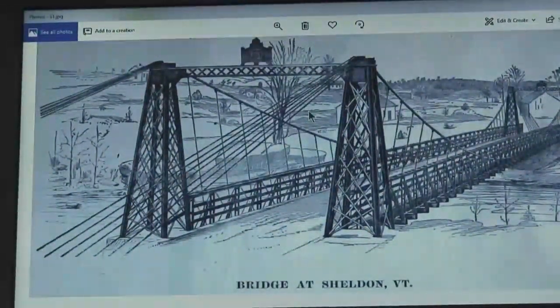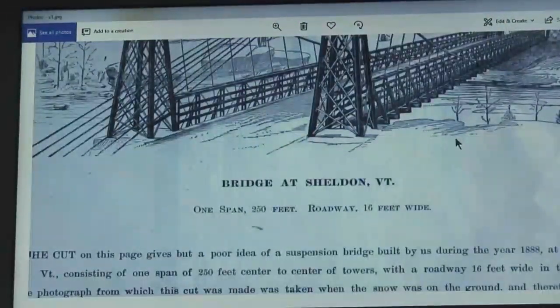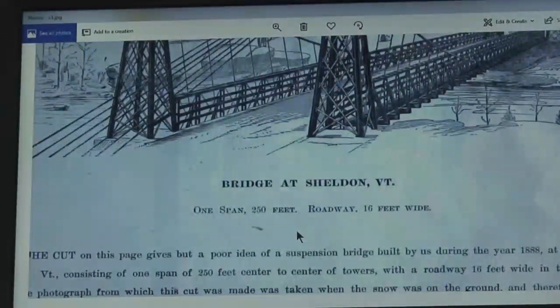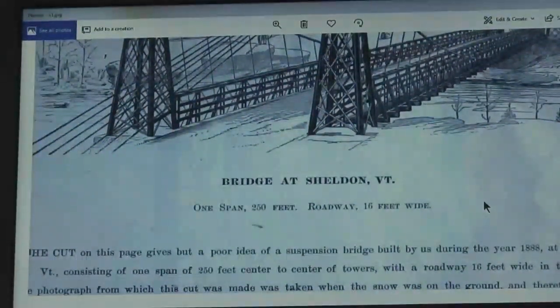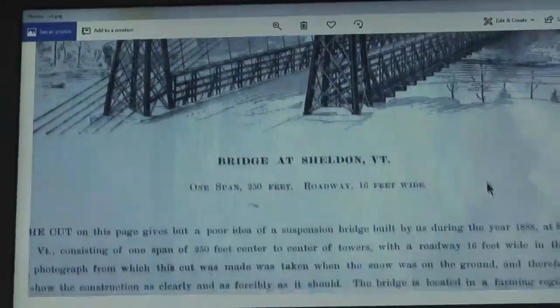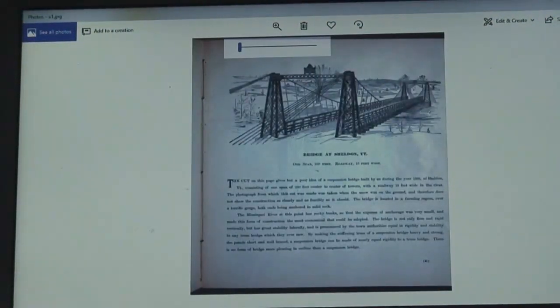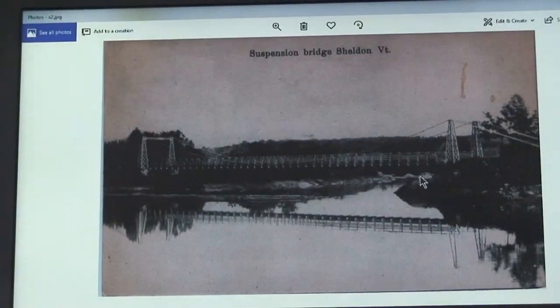Notice all of the steel cables. There's a little house right here. And this article shows it as a 250-foot span and 16 feet wide. Trouble with Messina wanted a double-wide bridge, and so when they refused this one, the Utica Bridge Company put it into stock and eventually sold it to Sheldon at a premium price. It's a very well built, well constructed bridge.